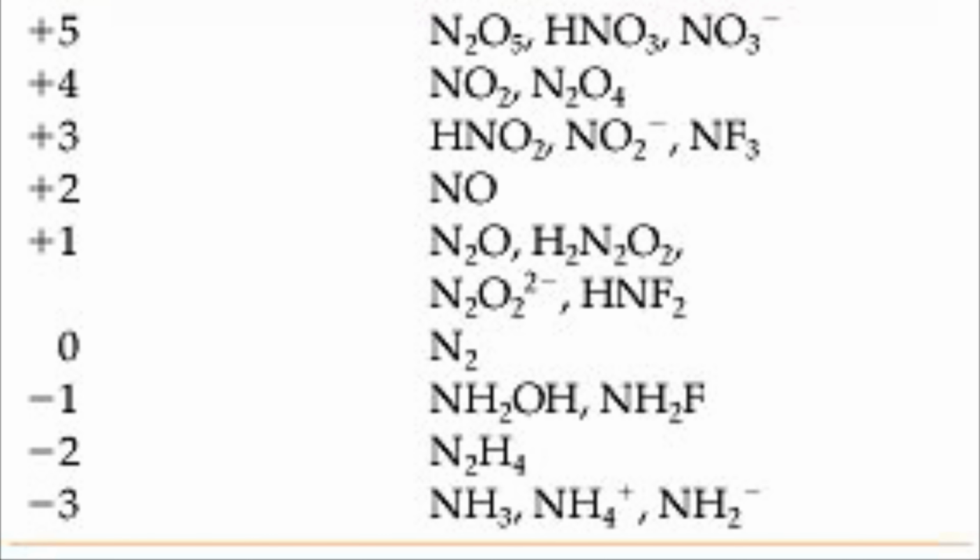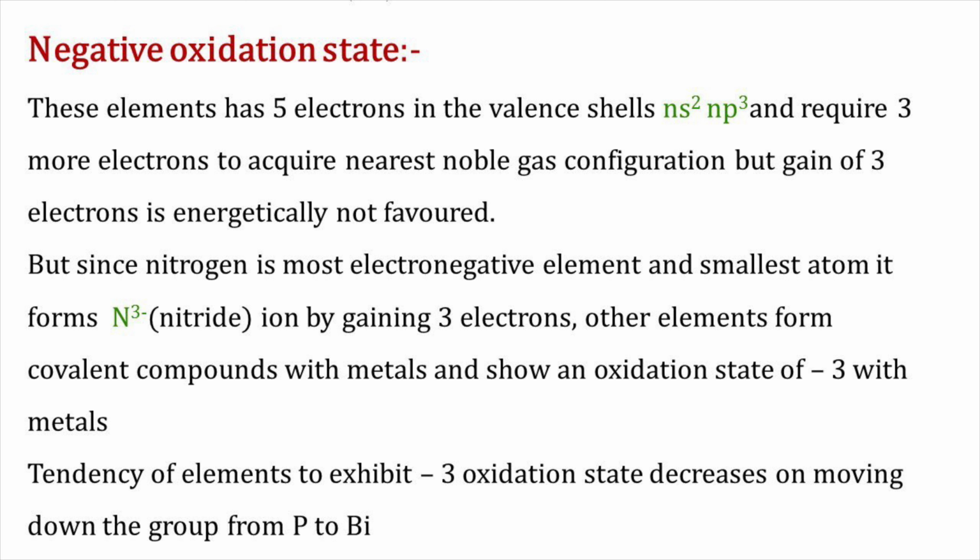These are some examples of nitrogen compounds in which they show the respective oxidation states. Group 15 elements show negative oxidation state. These elements have 5 electrons in the valence shell, that is, the outer electronic configuration is ns2np3, and require 3 more electrons to acquire the nearest noble gas configuration.